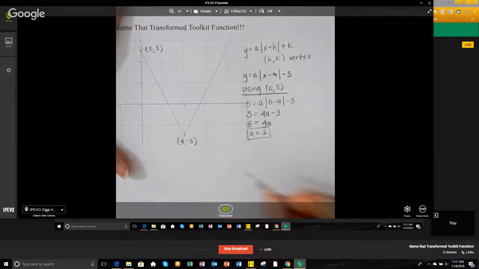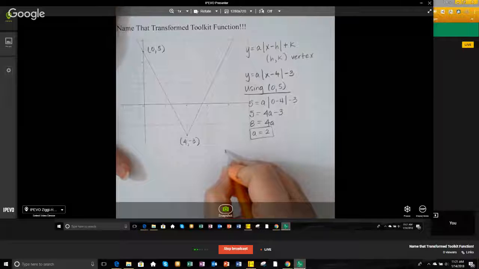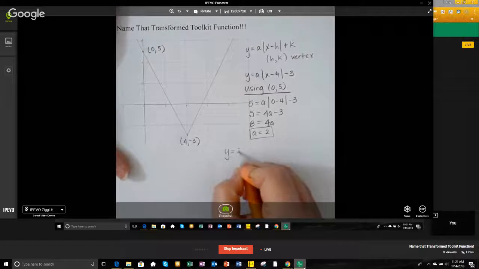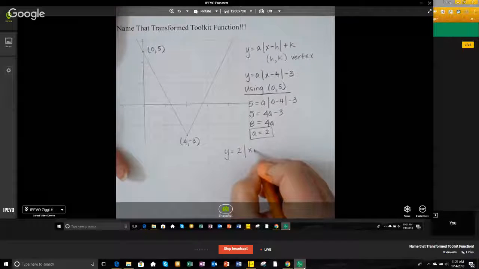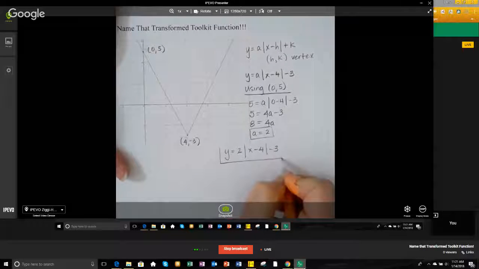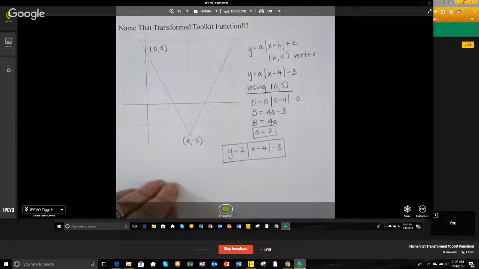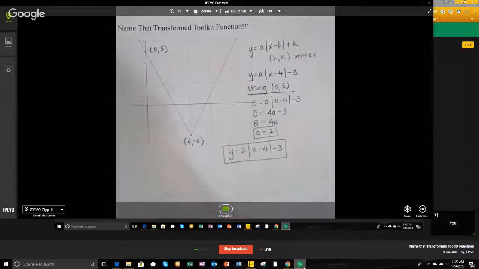And so our function name for this absolute value function is going to be y equals 2 times the absolute value of x minus 4, minus 3. So we have named that transform toolkit function. All right, so let's try a different one.